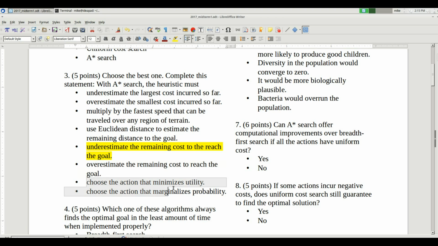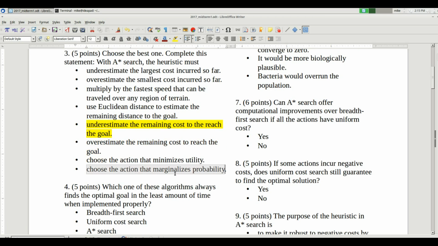Does it choose the action that minimizes utility? I don't even know what that means. Does it choose the action that marginalizes probability? That means even less. Technically, A* does minimize cost, which is the opposite of utility. It maximizes utility. So it almost makes sense, but it's the opposite of that. And marginalizes probability, that's something totally different.